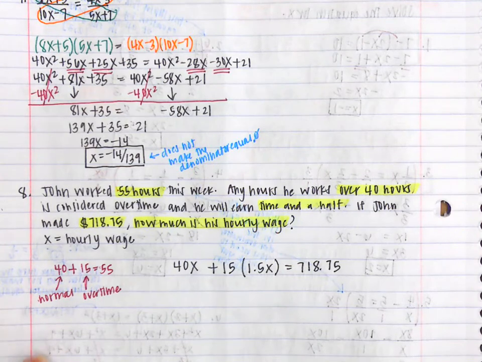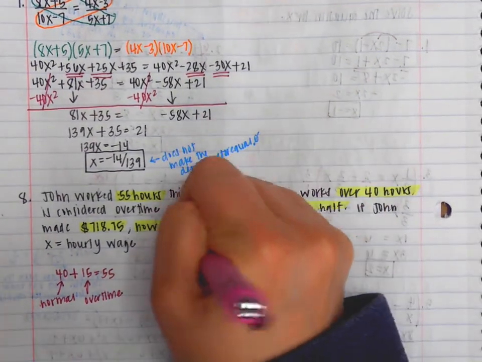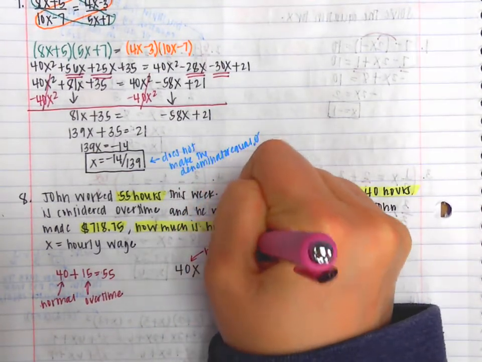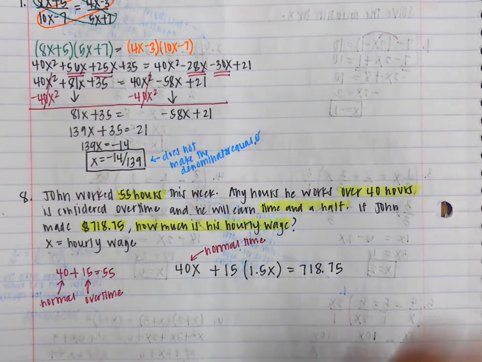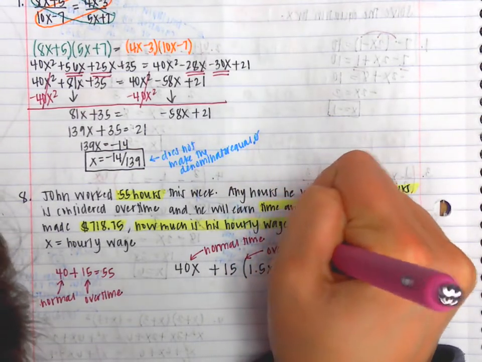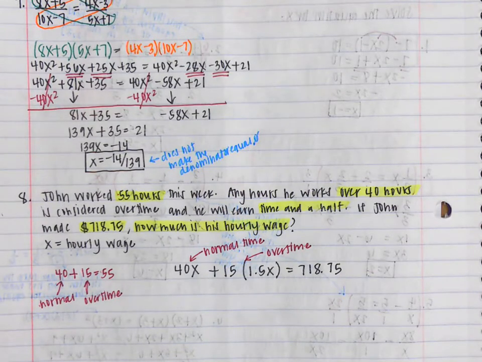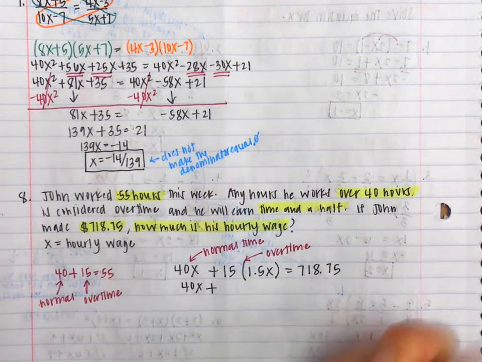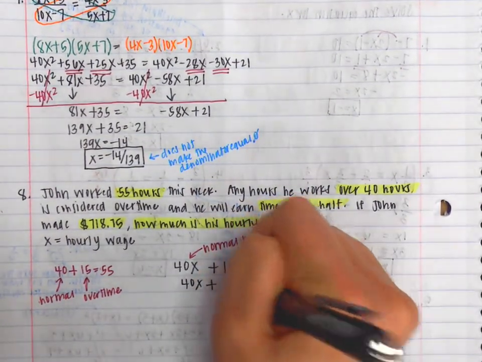So all we do is 1.5x to get his total paycheck, which was $718.75. So this is the normal time, and then the 15 times the 1.5x is the overtime, to get the total amount of paycheck. And then we just multiply. So 40x stays the same. 15 times 1.5 is 22.5x.